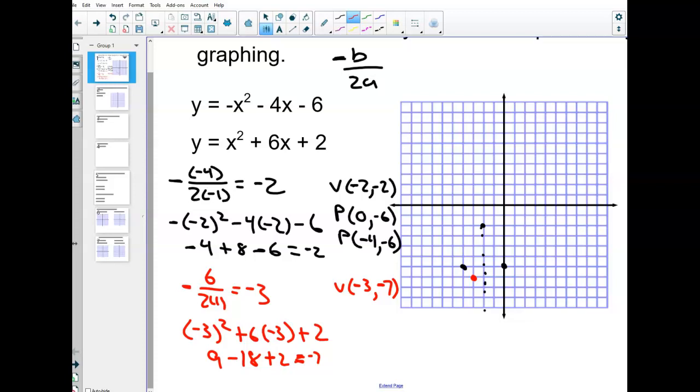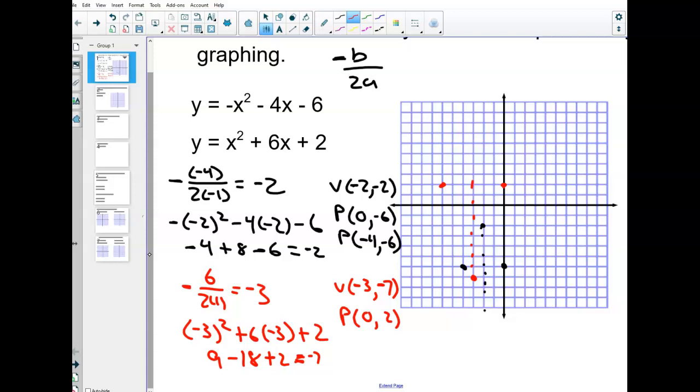Now, I'm going to use 0, 2. That's the point. If I drew my little line of symmetry here, okay, 1, 2, 3, 1, 2, 3. And those are going to be my 2 parabolas. Now, here's my advice. Let's get the point 1 over here.